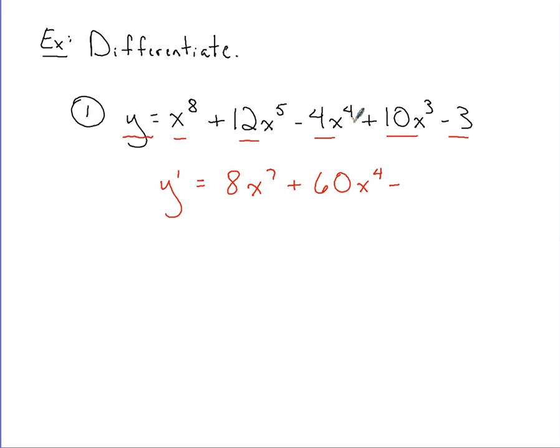We're bringing 4 down to the front. There's a 4 there, so we're multiplying to get 16. x to the 1 less power, which is a power of 3 now. Plus, for the 10x cubed, bring the 3 down, multiply to 10, get 30. x to a power of 2. And then that minus 3 is a constant. The derivative of a constant is 0. So that term just drops out, and there's your derivative.